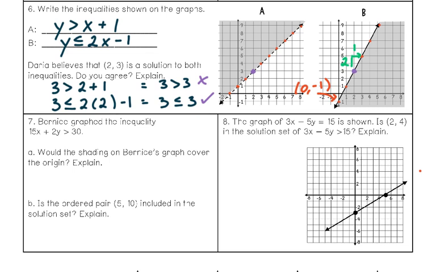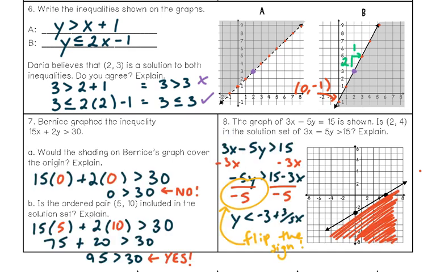You can also see it on the graph. 2, 3 is on the dashed line, so it's not part of the solution set. Whereas on the other graph, 2, 3 is on the solid line. If it's on a solid line, it is included. And then the last 2 problems you should try by yourself and then press play when you're ready to check. 7, you don't have to graph it. You could just plug in the points and test it out. Number 8, you could do the same way.